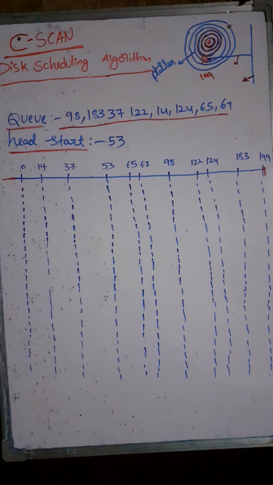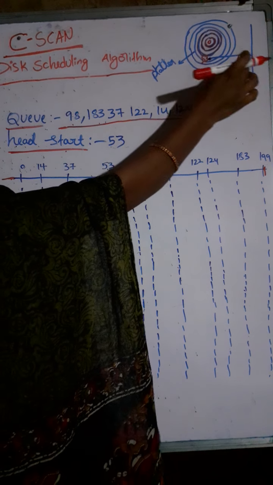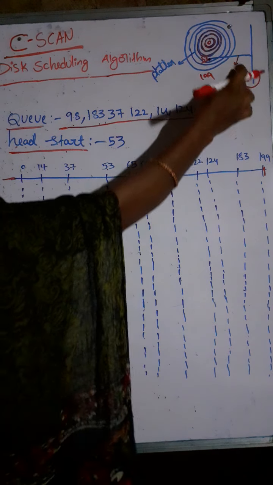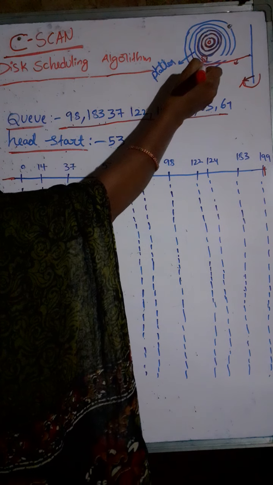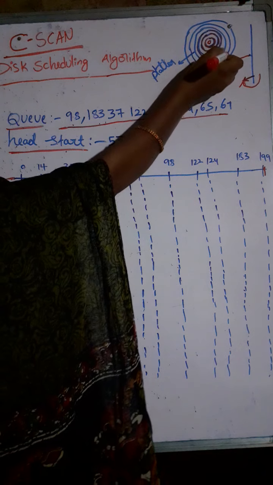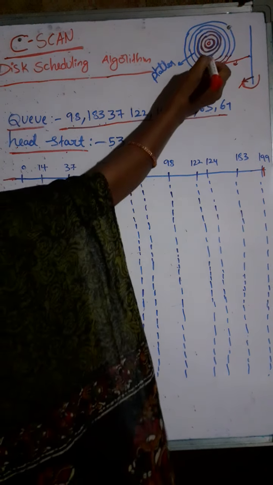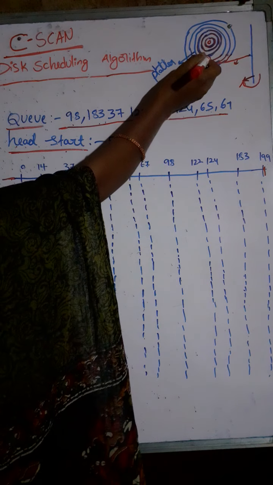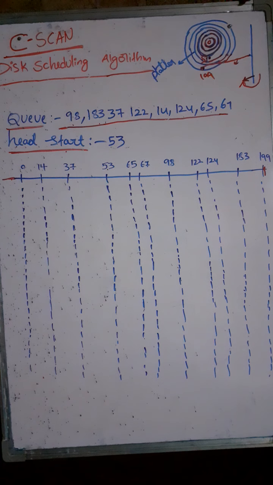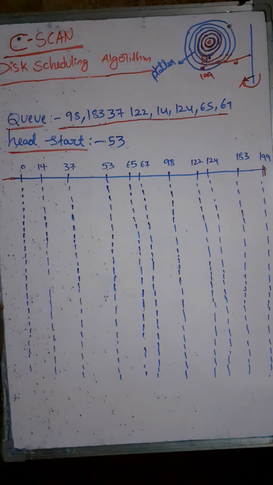For example, if you want to read or write data at track number 199, then you should rotate the arm assembly and move this arm to track number 199. Now we can read or write the data at track number 199. Here, the time taken to move the arm assembly from 53 to 199 is called the seek time.